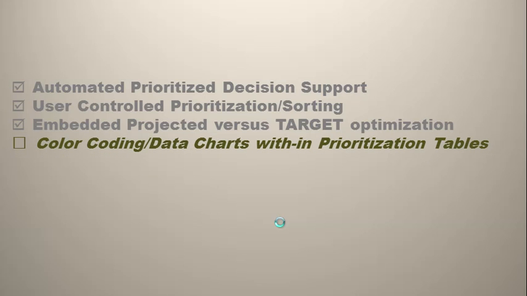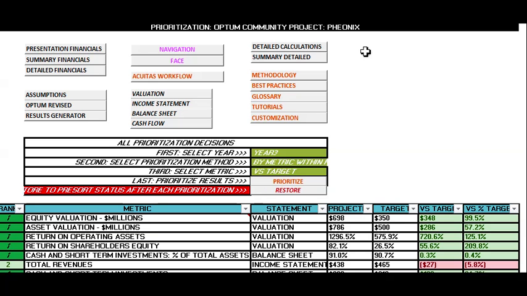The fourth video demonstrates the use of color coding and data charts within the prioritization tables. This is the evaluator prioritization decision support main screen. The evaluator makes extensive use of color coding to make it even easier for you to quickly interpret and get on top of the implications of each optimization run. The analysis for the versus target column and for the versus percent target column have been color coded in the following method that can be easily modified to suit your preferences.